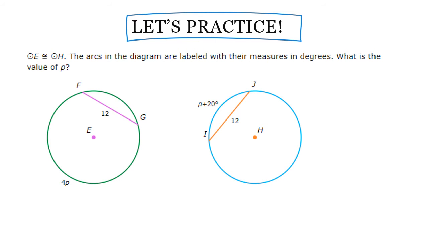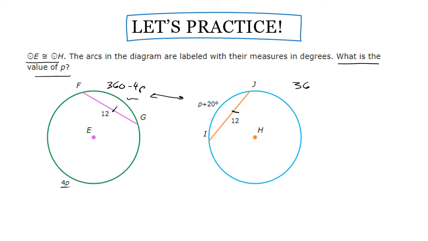Okay, in this problem we're told that these two circles, E and H, are congruent, and we're asked, what is the value of P? Now notice here that we have a chord of length 12 and a chord of length 12, so we know we're going to be able to use our theorem from before. But we don't have a measure here. However, we do have a measure here, and by the important note I just mentioned, this part is going to have to be 360 minus 4P. Because the total arc measure is 360 and this arc measure is 4P, so that what's left over has to be 360 minus 4P.